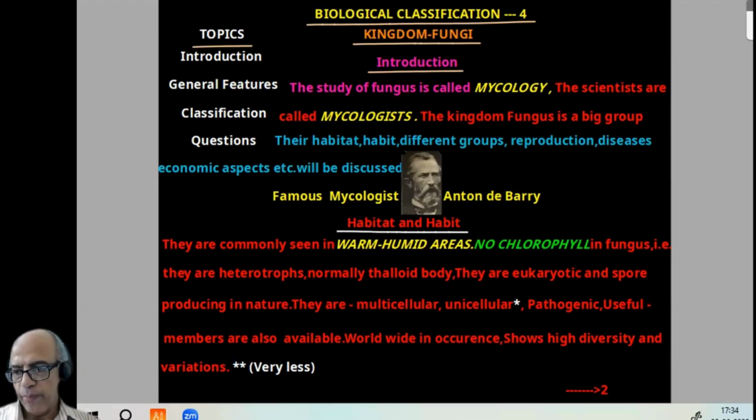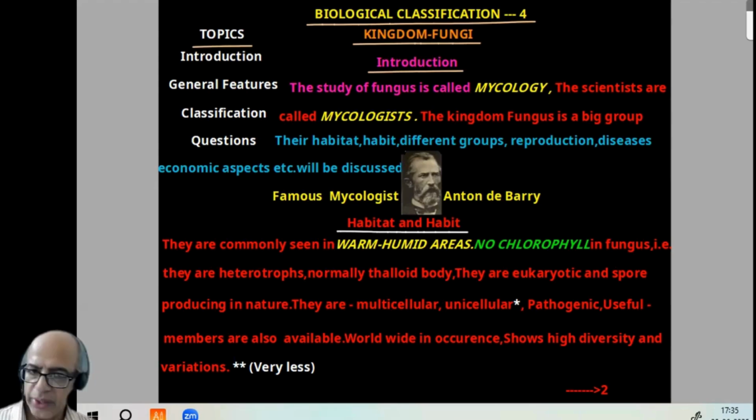Now we can continue. In the photograph we can find the famous mycologist Anton de Bary. Now habitat and habit. They are commonly seen in warm, humid areas. Important question, theory and NEET. No chlorophyll in them. That is, in fungus, no chlorophyll. That is, they are heterotrophs. Normally thalloid body. They are eukaryotes and spore producing in nature.